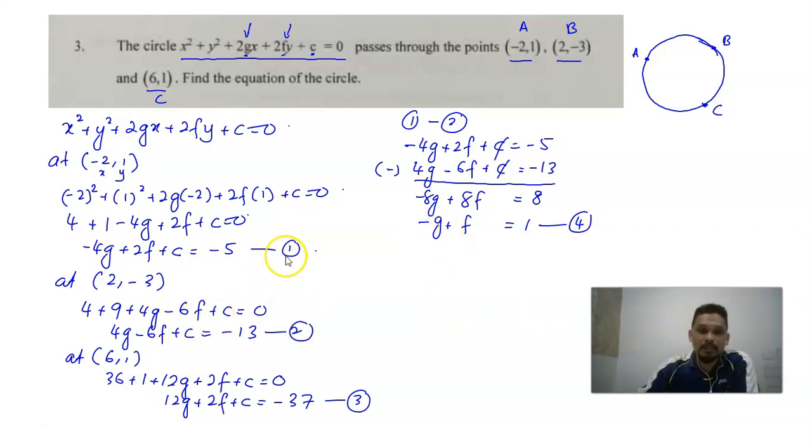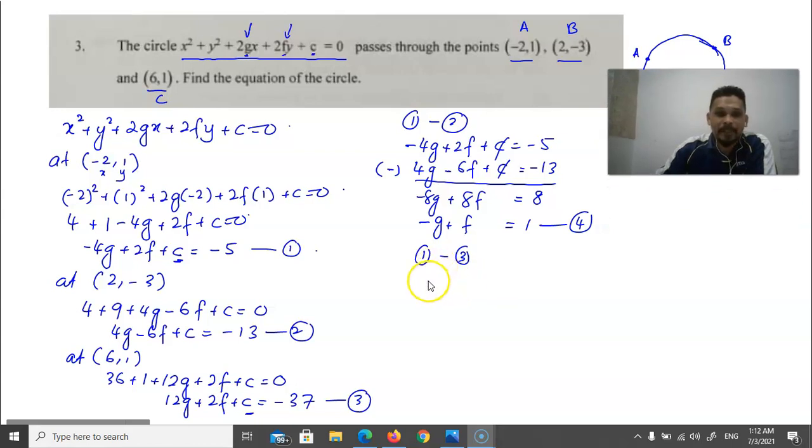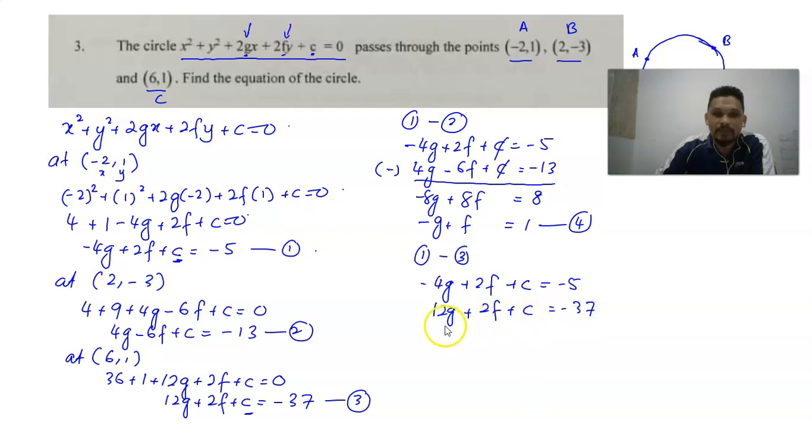Then I am referring to the c and c from equation 3 again. So I make this equation 1 minus equation 3. Negative 4g plus 2f plus c equal to -5, and 12g plus 2f plus c equal to -37. Now c minus c equal to 0.